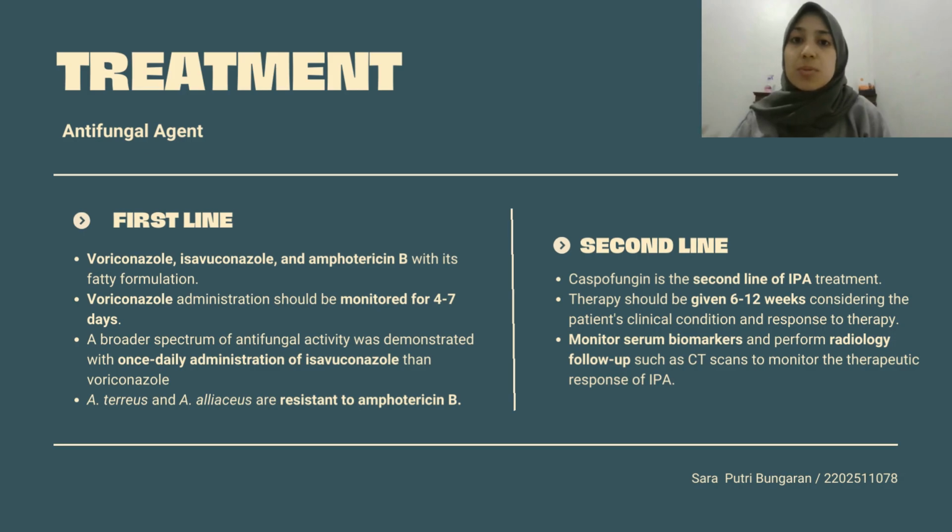Treatment of patients with chronic pulmonary aspergillosis presenting with pulmonary symptoms and loss of lung function is performed by oral therapy with itraconazole or voriconazole. It should be noted that Aspergillus tertius and Aspergillus aleucus are resistant to amphotericin B, and caspofungin is the second line of IPA treatment. Adequate duration of IPA treatment is still an unresolved issue.